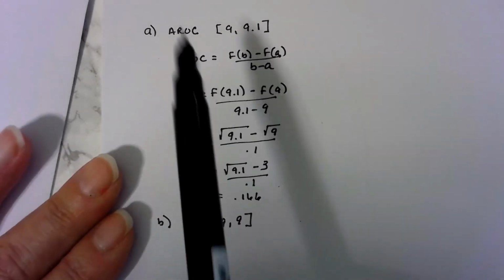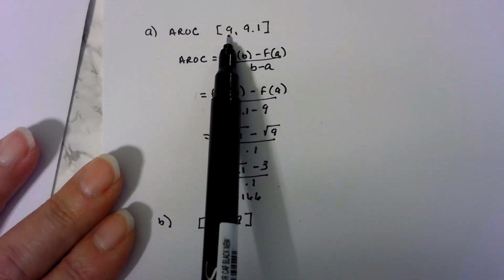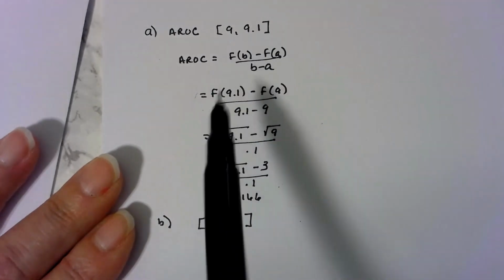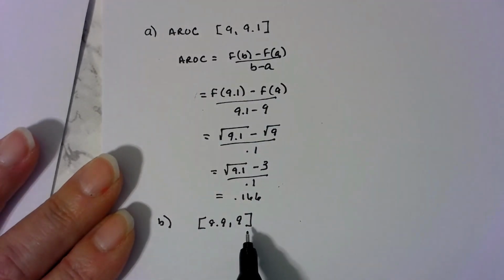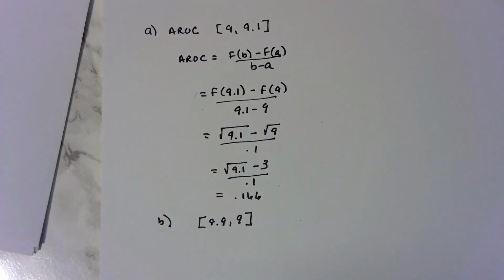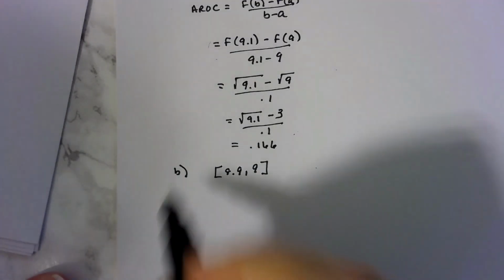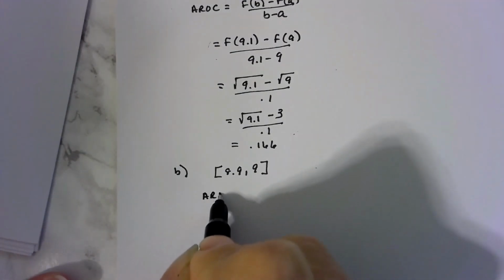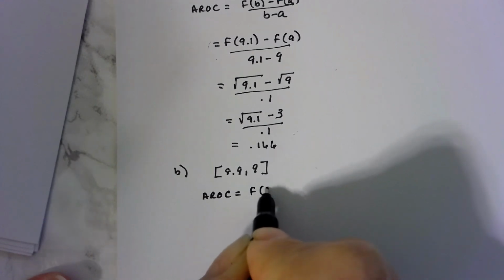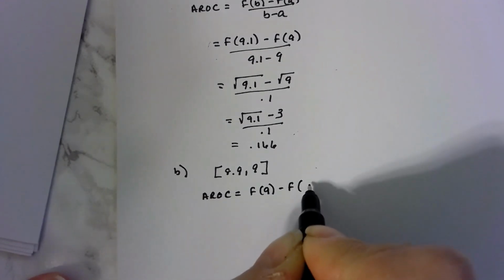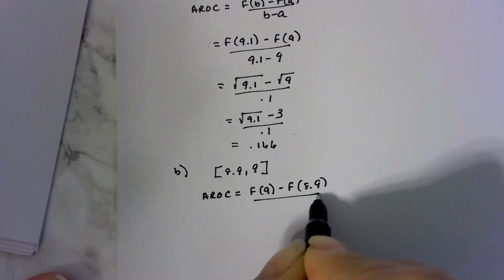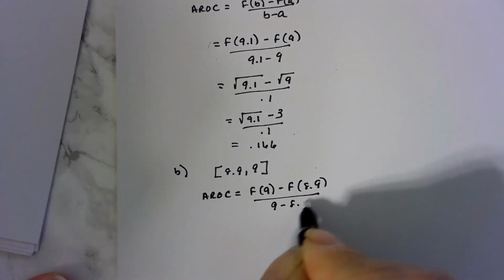Keep in mind that in this case, 9 is the leftmost endpoint of this interval, and over here, 9 is the rightmost endpoint. So it makes sense that in part C, we're going to estimate the instantaneous rate of change at 9. Okay? Anyhow, we're going to go through the same thing. We have that the average rate of change is equal to f of 9 minus f of 8.9 all over 9 minus 8.9.